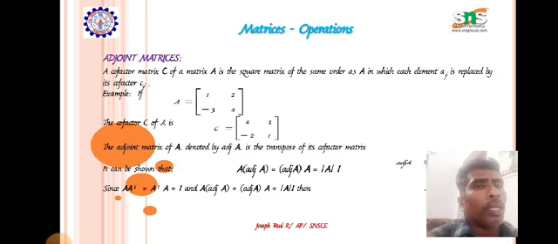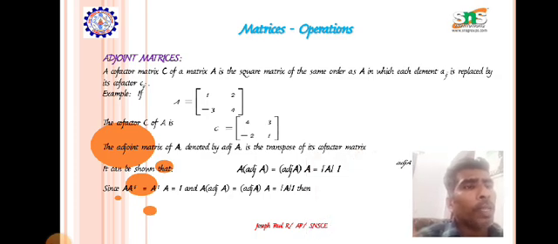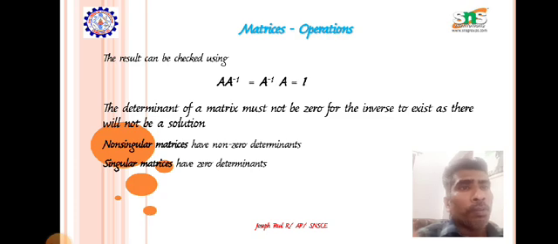Now we are talking about the adjoint matrix. A into adjoint of A is equal to the determinant of A times I. So what is the adjoint of A? The adjoint of A is nothing but the transpose of the cofactor matrix. The adjoint will help us find the inverse. A inverse is equal to adjoint of A divided by determinant of A. So A into A inverse is equal to A inverse into A, which is I.